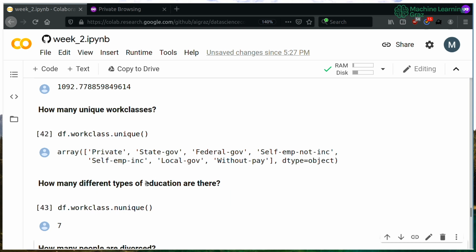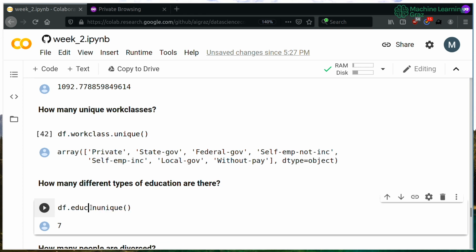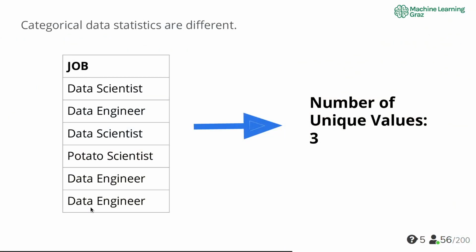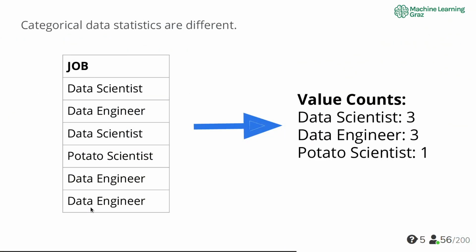But in this case, the question was, how many different types of education are there? Well, then we write df.education.nunique. And we would see we get 16. Okay. Now, this is very similar to value_counts, and that can also be used. So, for example, if we take the value counts, this would be some combination of both, right? How often a certain value appears.